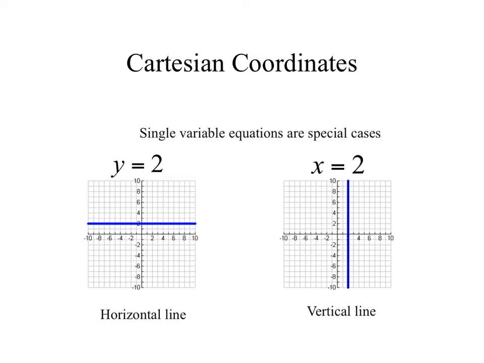So when we're talking about the rectangular plane, or the x and the y plane, single variable equations are horizontal and vertical lines. So for instance, the line y equals 2 is a horizontal line at the y value of 2, and x equals 2 is a vertical line at x equals 2. These are single variable equations. They're considered special cases, and this is for the x and the y coordinate.